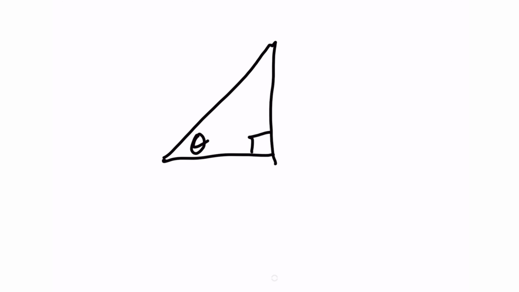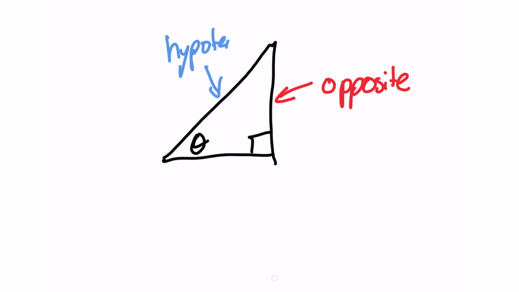So if this angle is theta, then the side that is opposite that angle, hence being this side, we're going to call the opposite side. The longer side of the triangle, which is the diagonal side, we always call the hypotenuse. And lastly, the third side is known as the adjacent side. Now, although there are technically two sides adjacent to theta, we always say that the adjacent side is the one that is not the longest side. So the longest side is the hypotenuse.